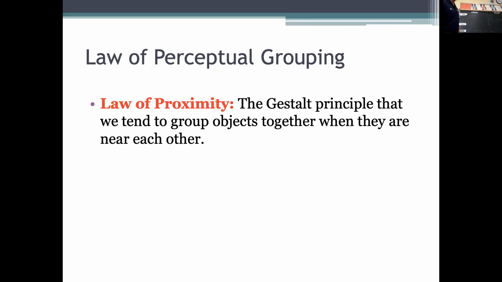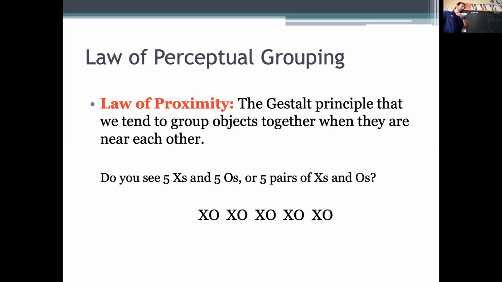Now, law of proximity. We tend to group objects together by how close they are. So this is with pairing groups together. In this case, 5 X's, 5 O's, or 5 pairs of X's and O's. I would probably say the 5 pairs of X's and O's. So we're trying to group these two together by how close they are, right? You won't just separate them because it would look a little odd. So we try to group these together by pairs.